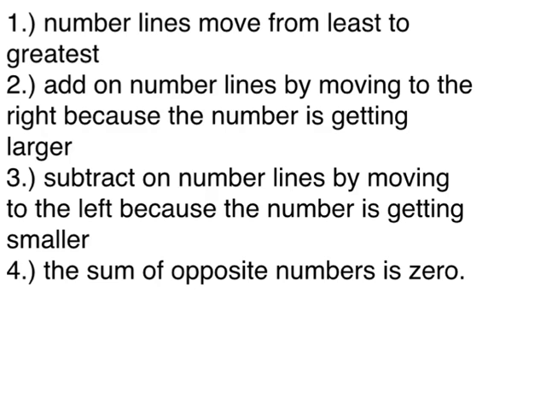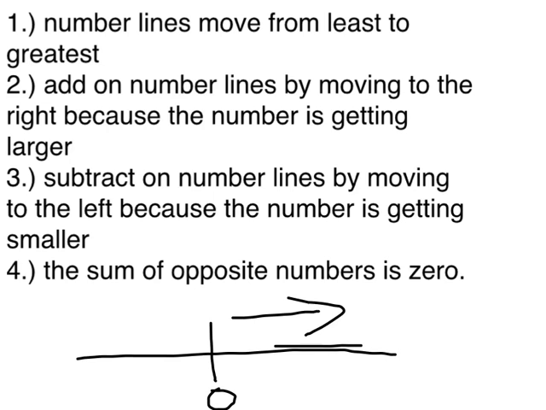The first one, number lines move from least to greatest. I know that if I have a number line, 0 is in the middle, my numbers to the right are larger than 0, the numbers to the left are smaller. So if I go from left to right, the numbers are going from small to big. I add on number lines by moving right because the number is getting larger. So let's say I had 1, and I add 1 to it. Now I'm at 2. So the number is getting larger.